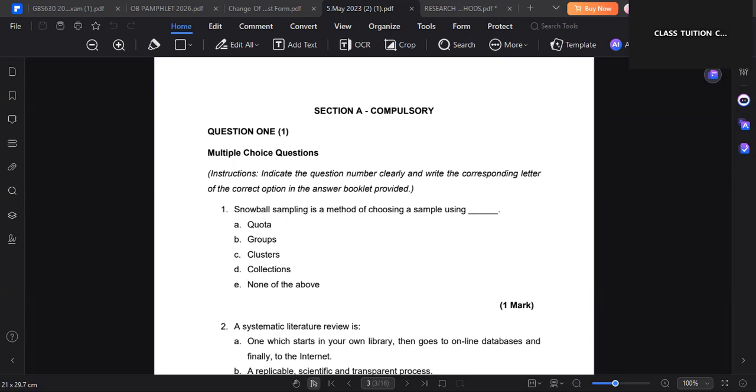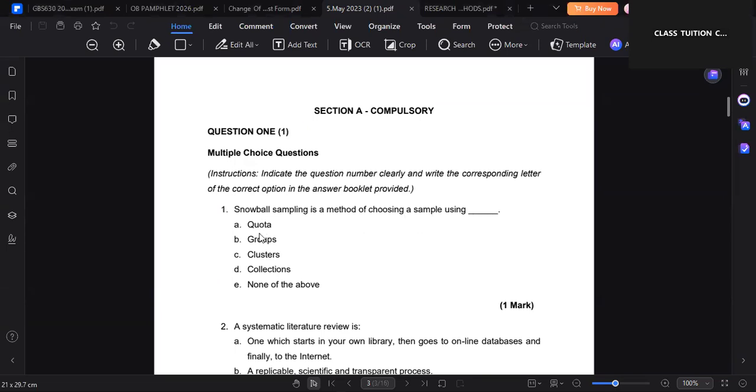What's our answer? I already mentioned the answer for this one. It's none, it's none. Okay, because snowball is not about choosing what?